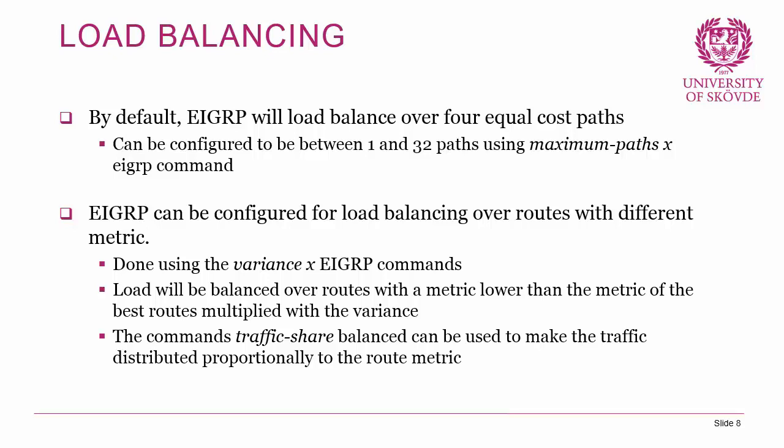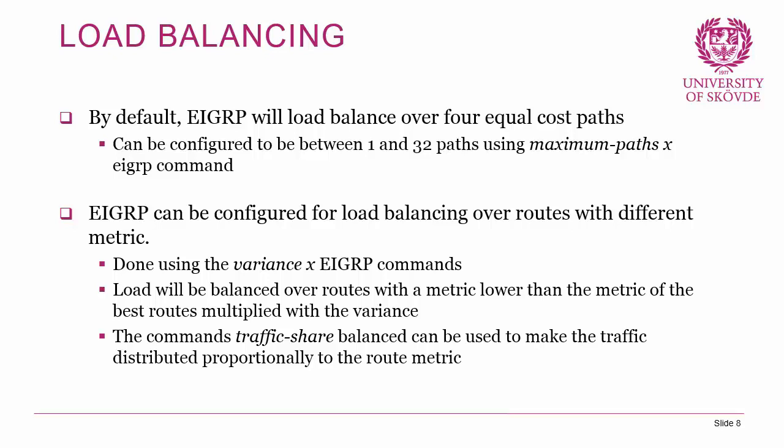By default, as we explored in the previous chapter, EIGRP will load balance over equal cost paths, and it will load balance over a maximum of 4 equal cost paths. If you want to, you can configure this value to be up to 32 different paths using maximum-paths and the number you want in EIGRP configuration mode. If you select one, then you just disable load balancing, but you can load balance up to 32 different paths, which can be nice to know.